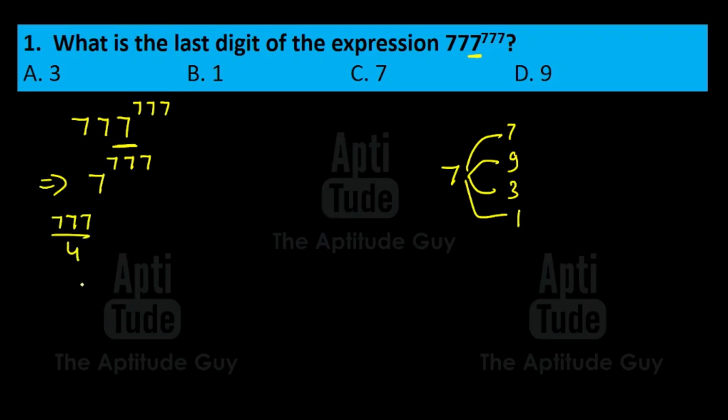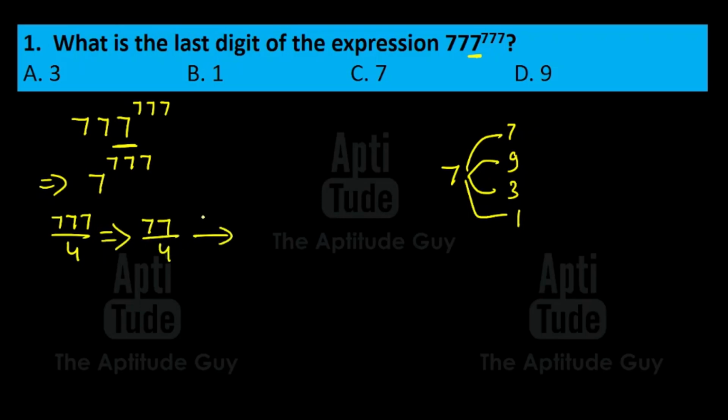Now in the previous video we learned that we don't need to divide the entire number by 4. What do we need to divide? We only care about the last 2 digits. And why do we do that? Because 4's divisibility rule states that we only care about the last 2 digits. So this can be simplified to 77 divided by 4.